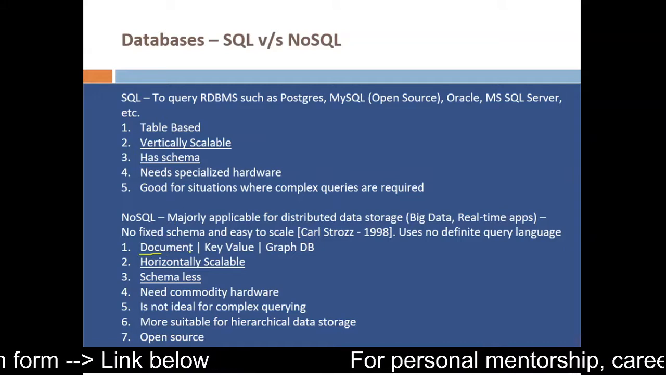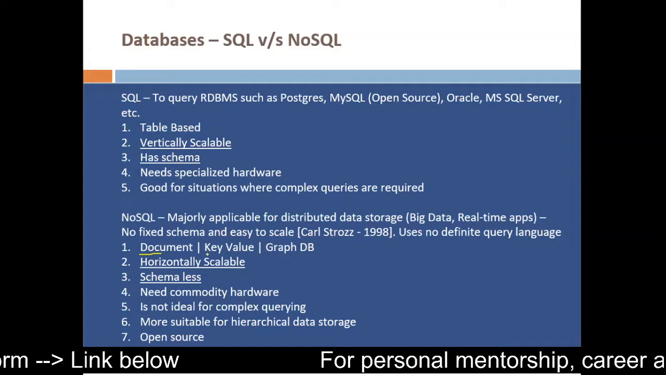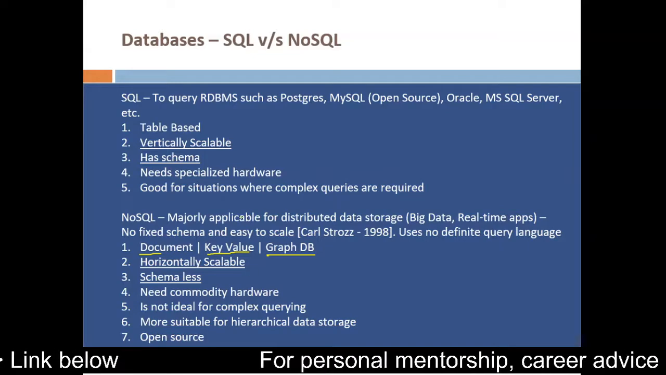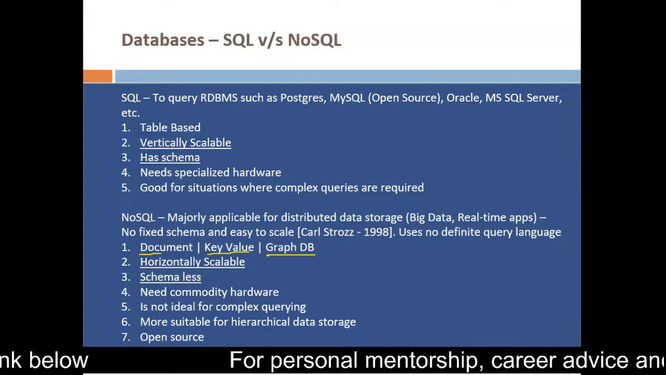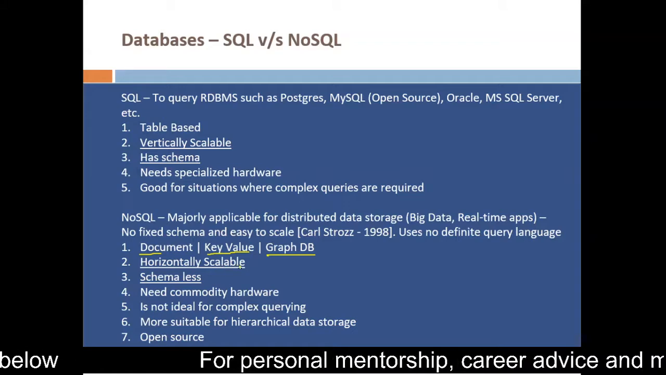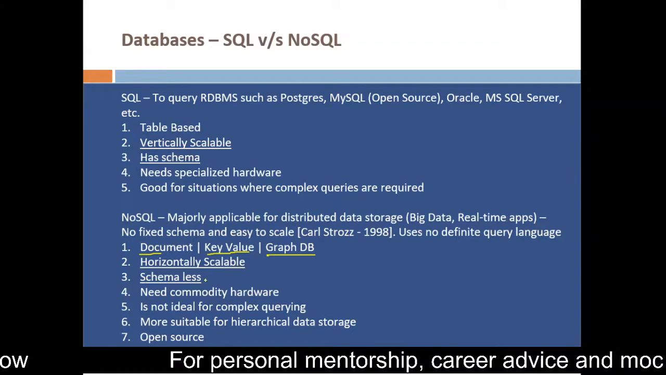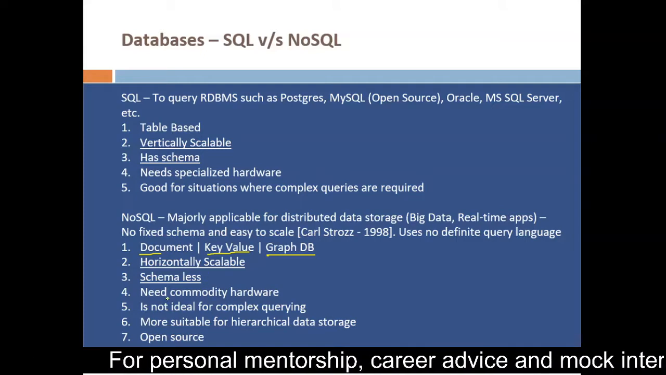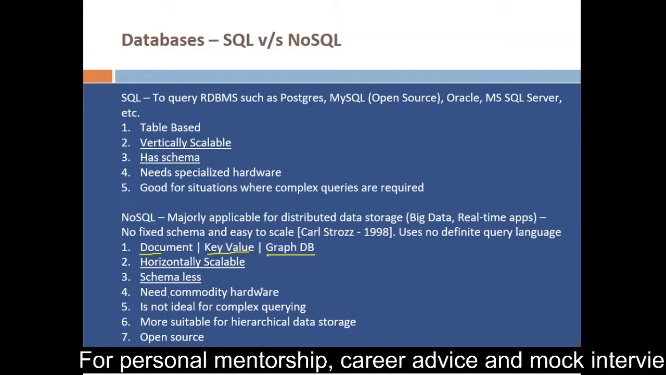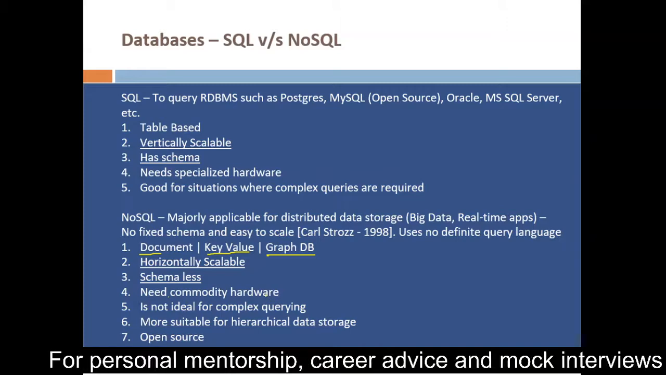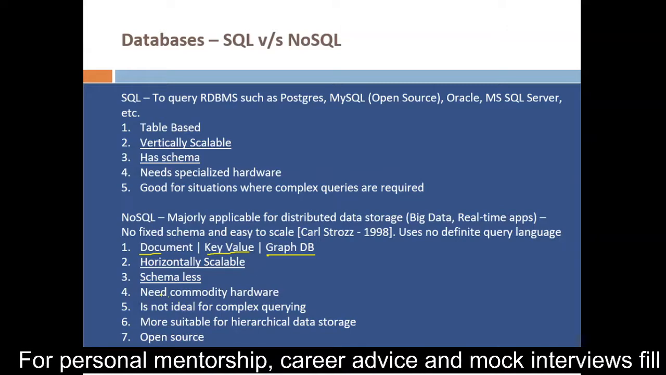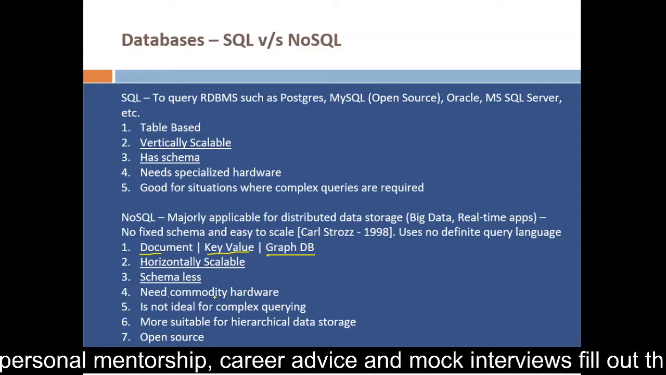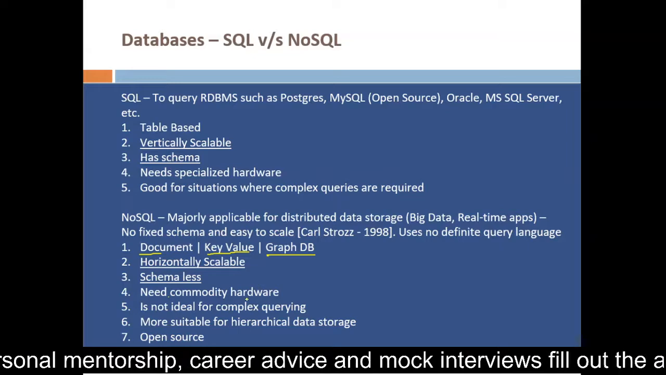It's rather a document type of structure, or a key value type of structure, or it could be thought of also as a graph database, right? Unlike relational databases, a NoSQL database is horizontally scalable, and this doesn't have a schema that we mentioned some time back. Also, a NoSQL database needs commodity hardware, so there's no need of specialized hardware which comes at a high cost. You can just use basic commodity hardware or computers to operate on NoSQL databases.